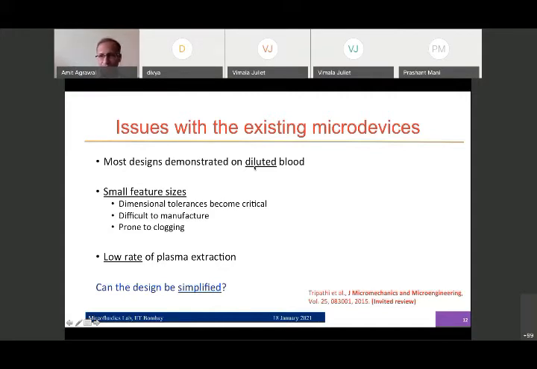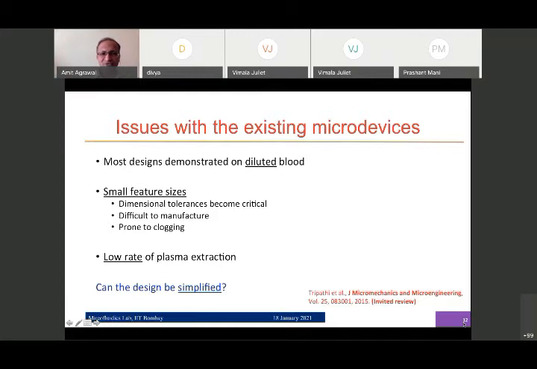So our objective was to be able to design a micro device without the need for dilution, something which is easy to make, and works on a relatively simple design. So what I will describe next is how we go about making such a device. We have to understand that it is going to be based on certain physical principles, so we have to understand what the physical principles involved here are.